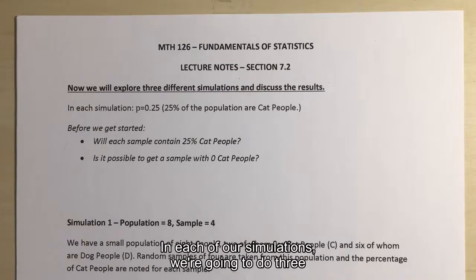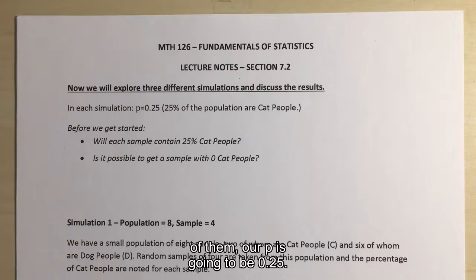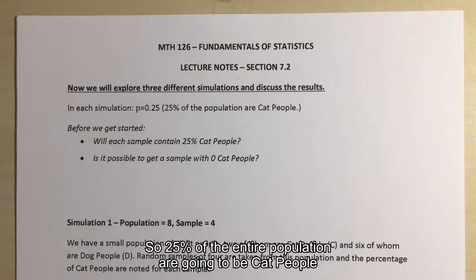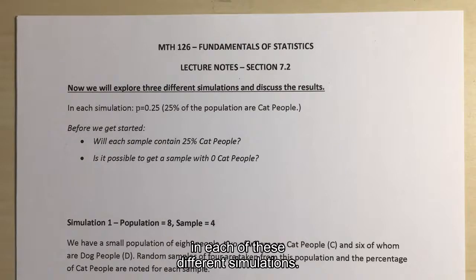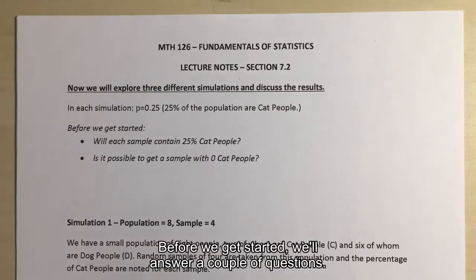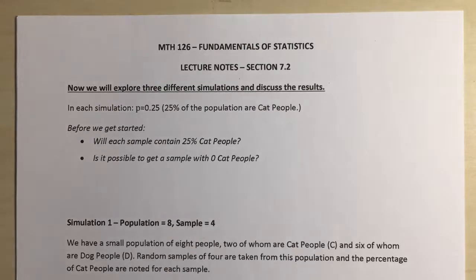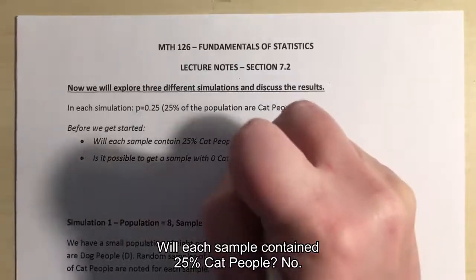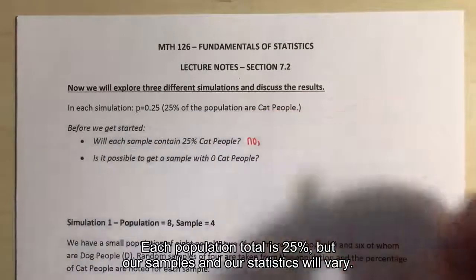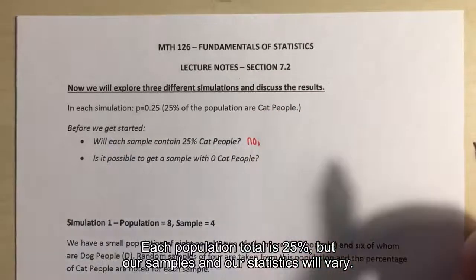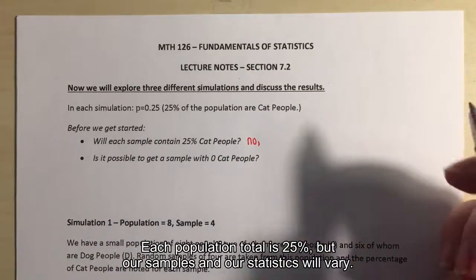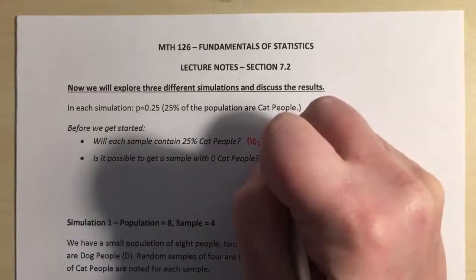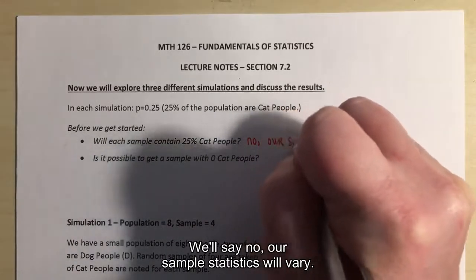So in each of our simulations, we're going to do 3 of them. Our P is going to be 0.25, so 25% of the entire population are going to be cat people in each of these different simulations. All right. So before we get started, we'll answer a couple of questions. Will each sample contain 25% cat people? No. Each population total is 25%, but our samples and our statistics will vary. So we'll say no, our sample statistics will vary.